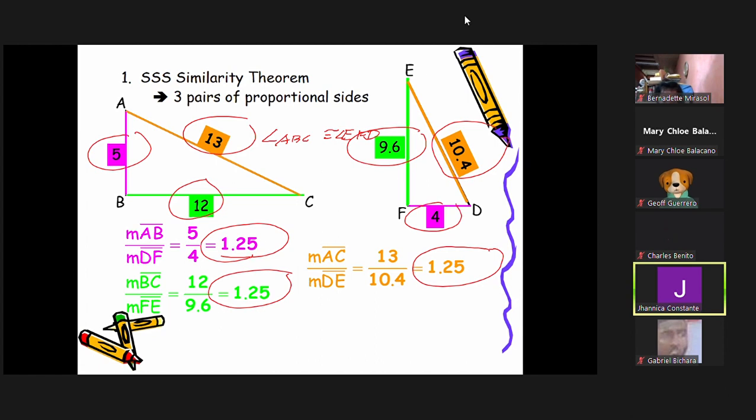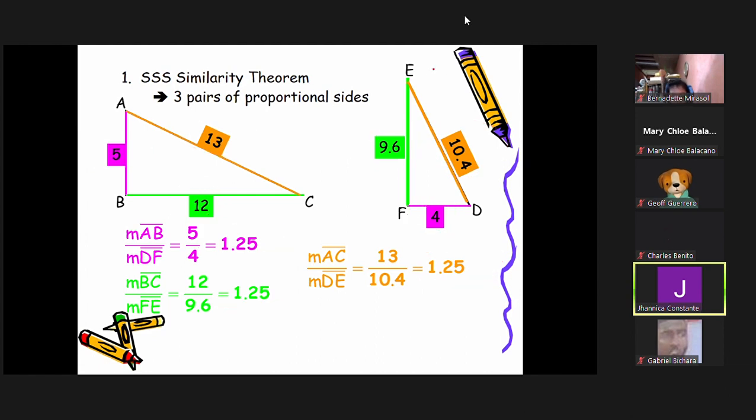But the ratio of the corresponding parts are equal, which is 1.25. Okay? So that's the other way that you can identify or prove that the two triangles are congruent. Just get the proportion of the corresponding parts that we have. So, paano ma-identify kung alin ang corresponding parts of a given triangle?